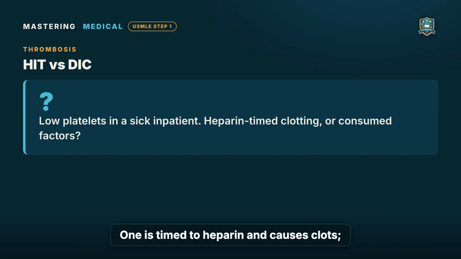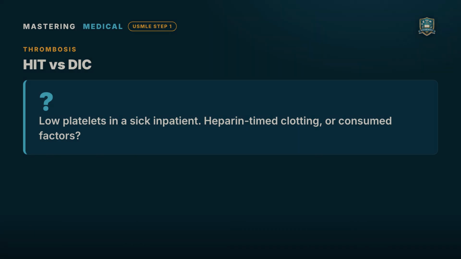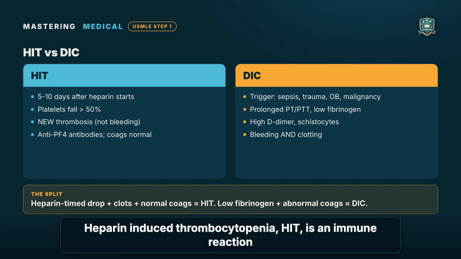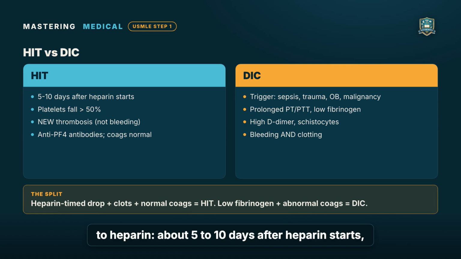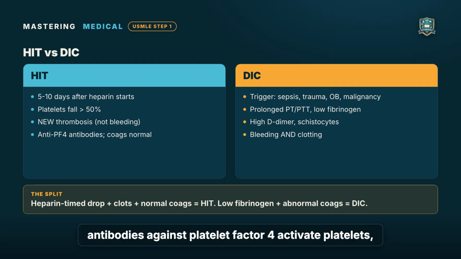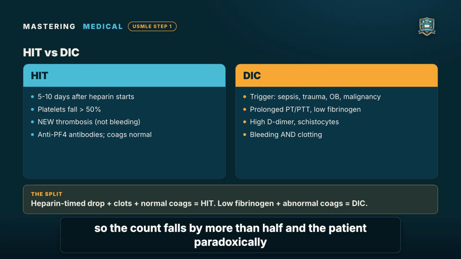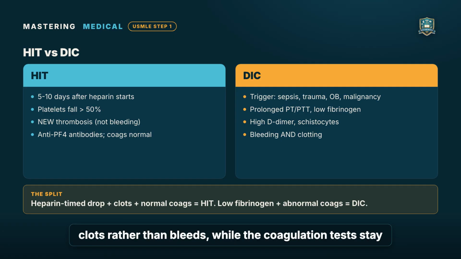Both of these drop platelets in a hospitalized patient. One is timed to heparin and causes clots. The other consumes the clotting factors. Heparin-induced thrombocytopenia, HIT, is an immune reaction to heparin. About 5 to 10 days after heparin starts, antibodies against platelet factor 4 activate platelets. So the count falls by more than half and the patient paradoxically clots rather than bleeds, while the coagulation tests stay normal.